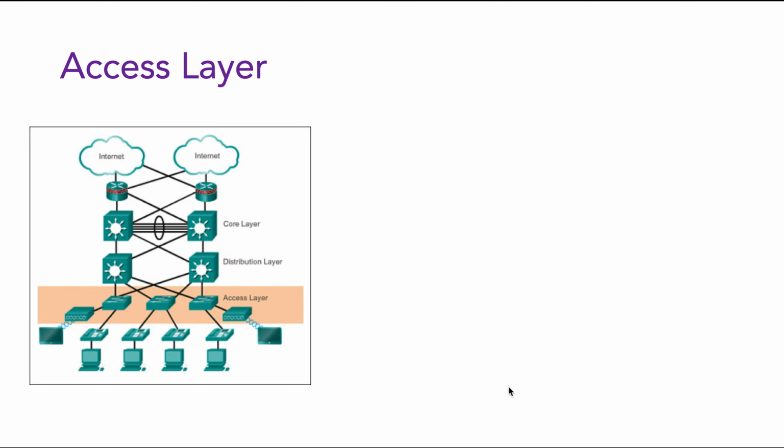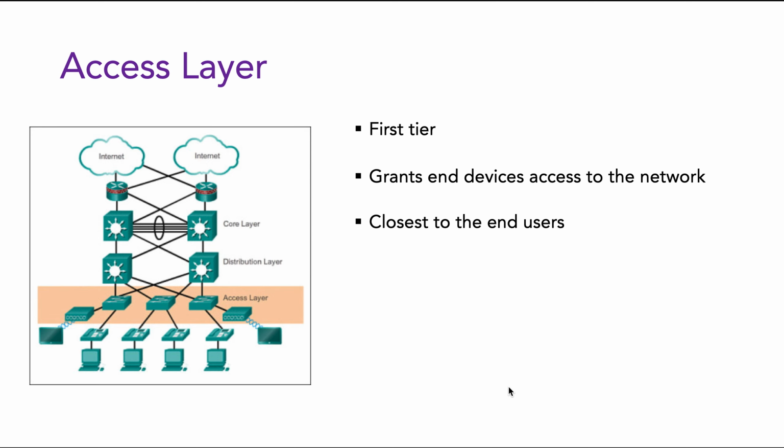Access layer is the first tier or edge, or you can say the lowest layer of the campus network. It grants end devices access to the network. It is closest to the end users. As you can see in the figure, the access layer network generally incorporates layer 2 switches and access points, providing connectivity between endpoints such as workstations and servers.